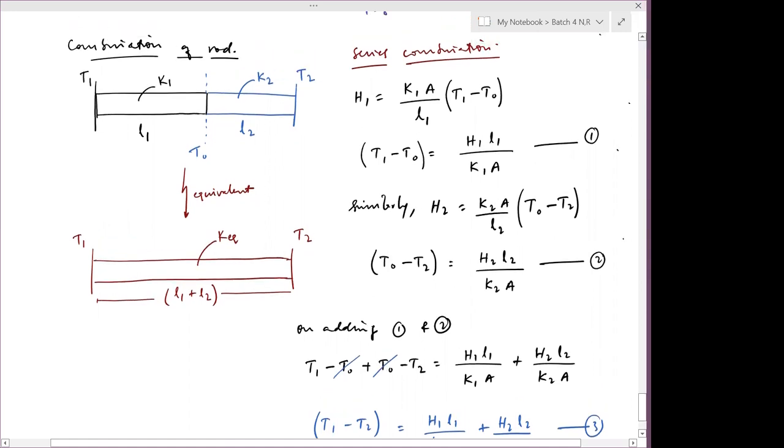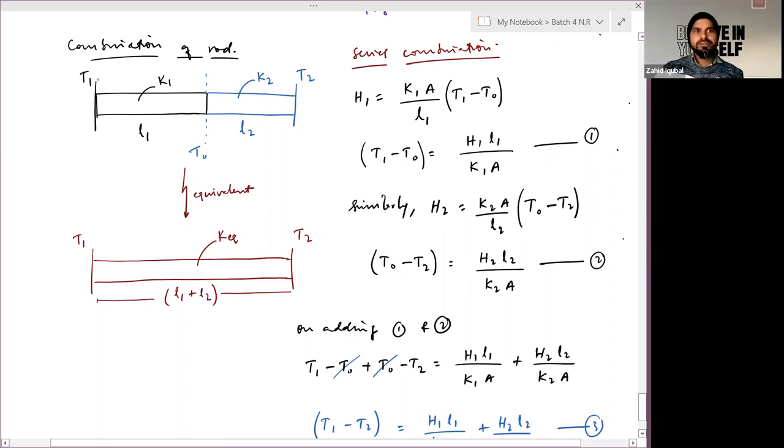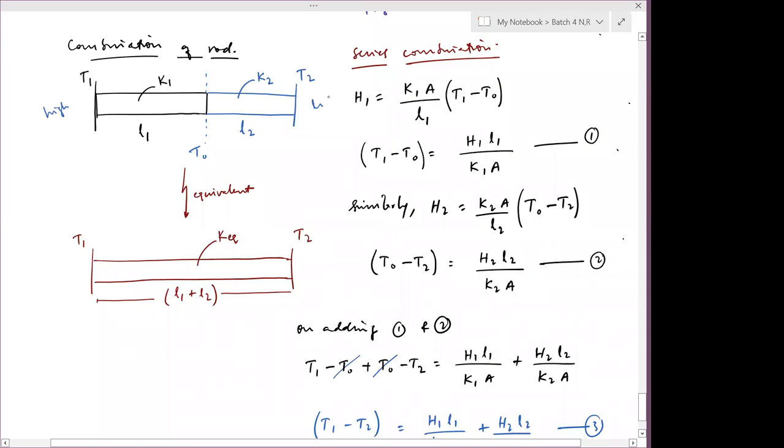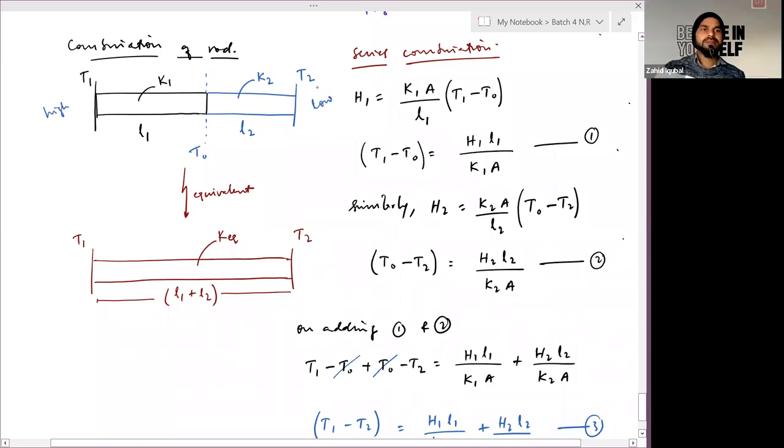Yes. So why is it T1 minus T0 and T0 minus T2? How do we know which one has a greater potential? I have just assumed T1 to be at higher temperature and T2 at lower temperature. So T0 must be intermediate between these two terms. Okay, sir. Okay, just write it down till this part.